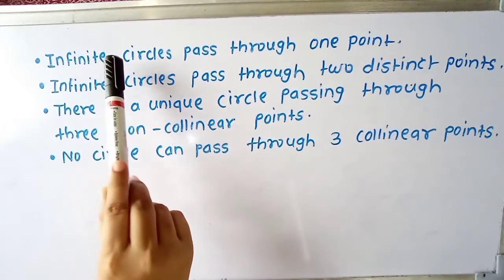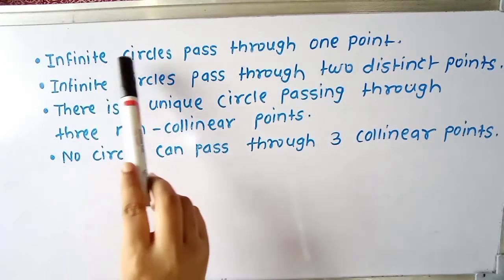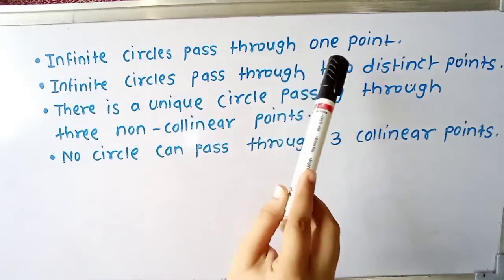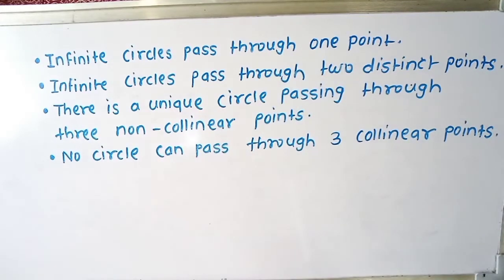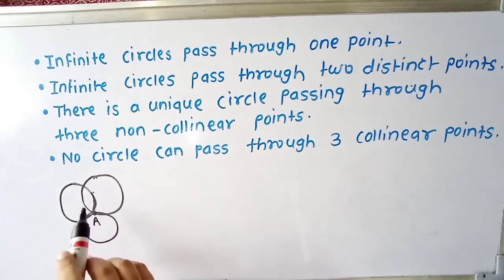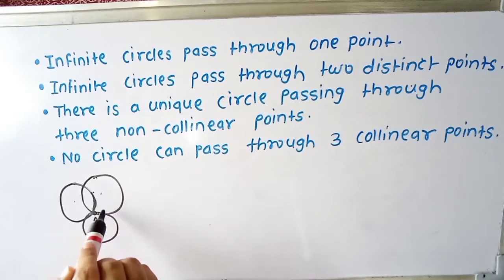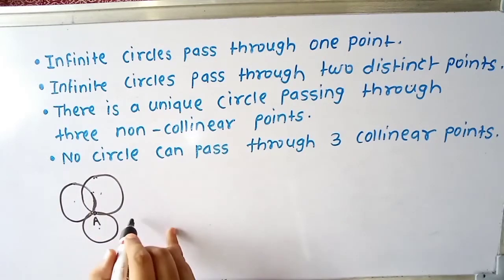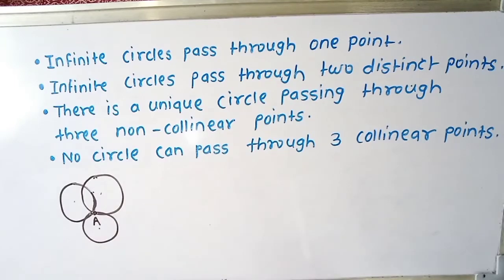Now remember these things. Infinite circles pass through one point. You can see in this figure, there are three circles which are passing through point A. Yes or no? Likewise you can draw infinite circles passing through one point. Is this clear to you?